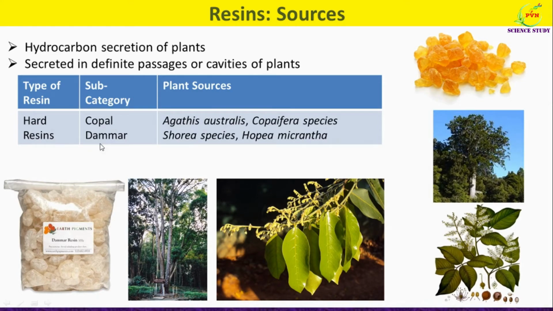Then the next resin is damar. So this is the photograph of the damar resin. It is produced from plant sources like the Shorea species. This is the photograph of the Shorea species. And this is another source of the damar resin, that is the Hopea micrantha plant. So here we have studied the plant sources of the copal as well as the damar resins.